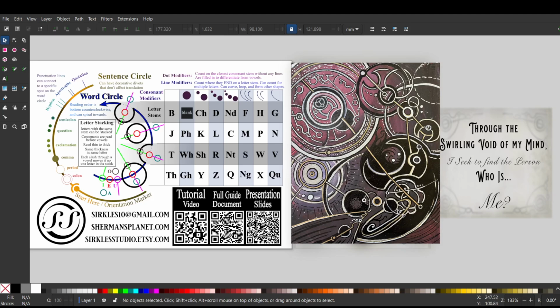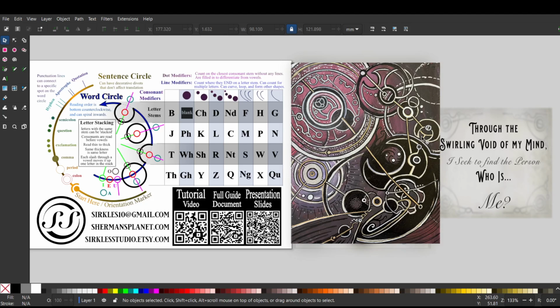A shallow divot with 1, 2, 3 lines makes the S. This line passes through the S and ends on the NG. So it doesn't count on the S because it passes through, and lines count where they end on a letter stem. Then we have 1, 2 lines is a W, then an I line going inwards, R, 3 dots, L, 3 dots, I line going inwards, and an NG is like the TH but with 3 lines. So swirling, void, 1 line, O, I, D, 3 dots, so void.